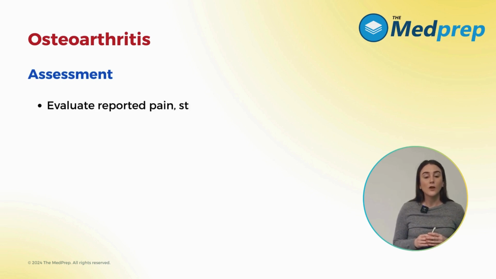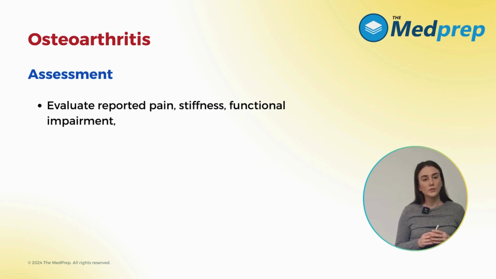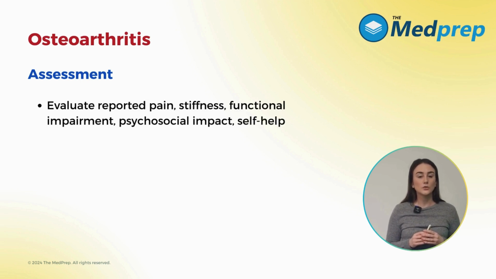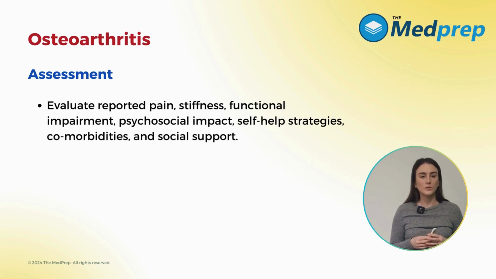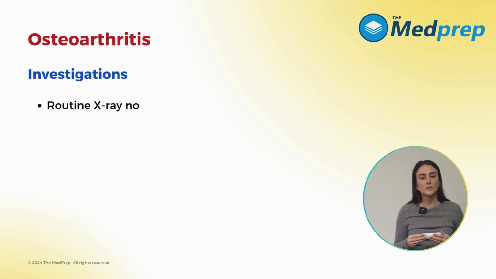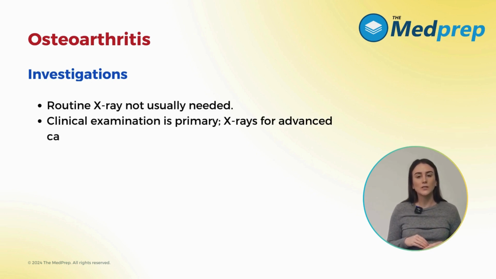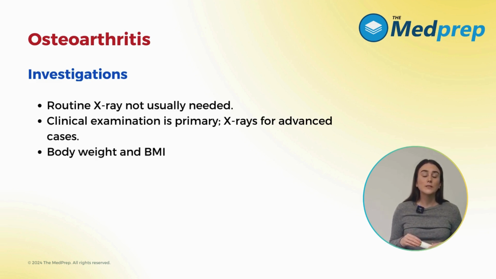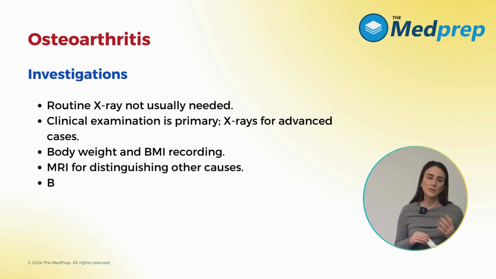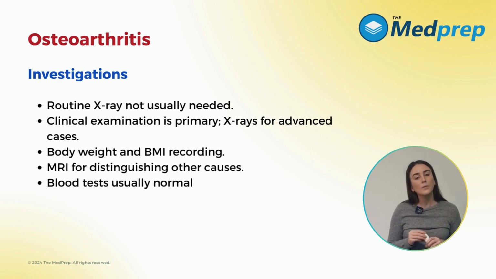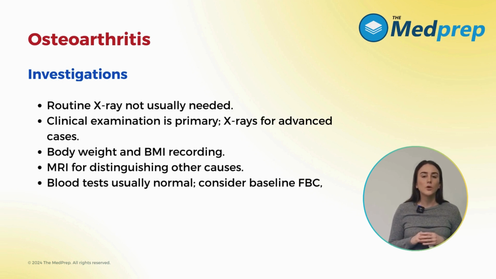Assessment should involve evaluation of reported pain, stiffness, functional impairment, psychosocial impact, self-help strategies, comorbidities, and social support. So investigations: a routine x-ray may not be required, but is often done. Clinical examination is primary, so x-rays for advanced cases. Body weight and BMI recording is important. MRI for distinguishing other causes where diagnostic uncertainty exists. And blood tests are normally normal, but consider a baseline FBC, creatinine, and LFTs.